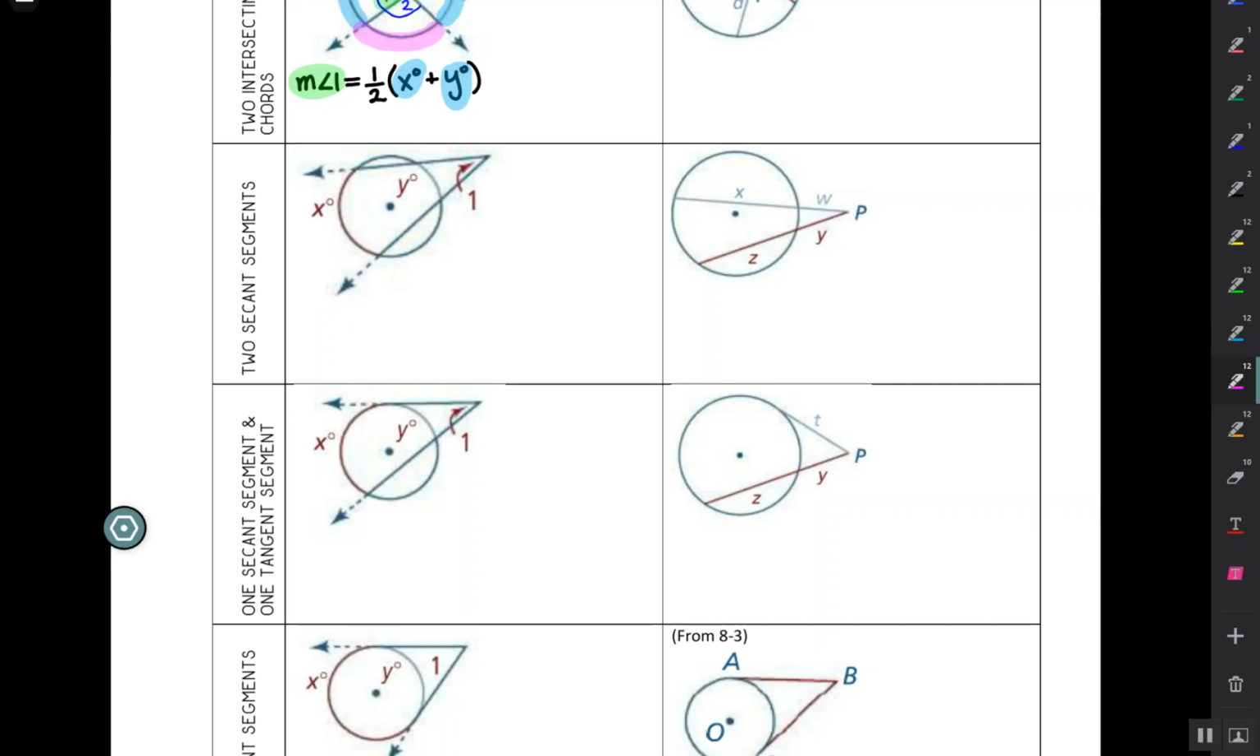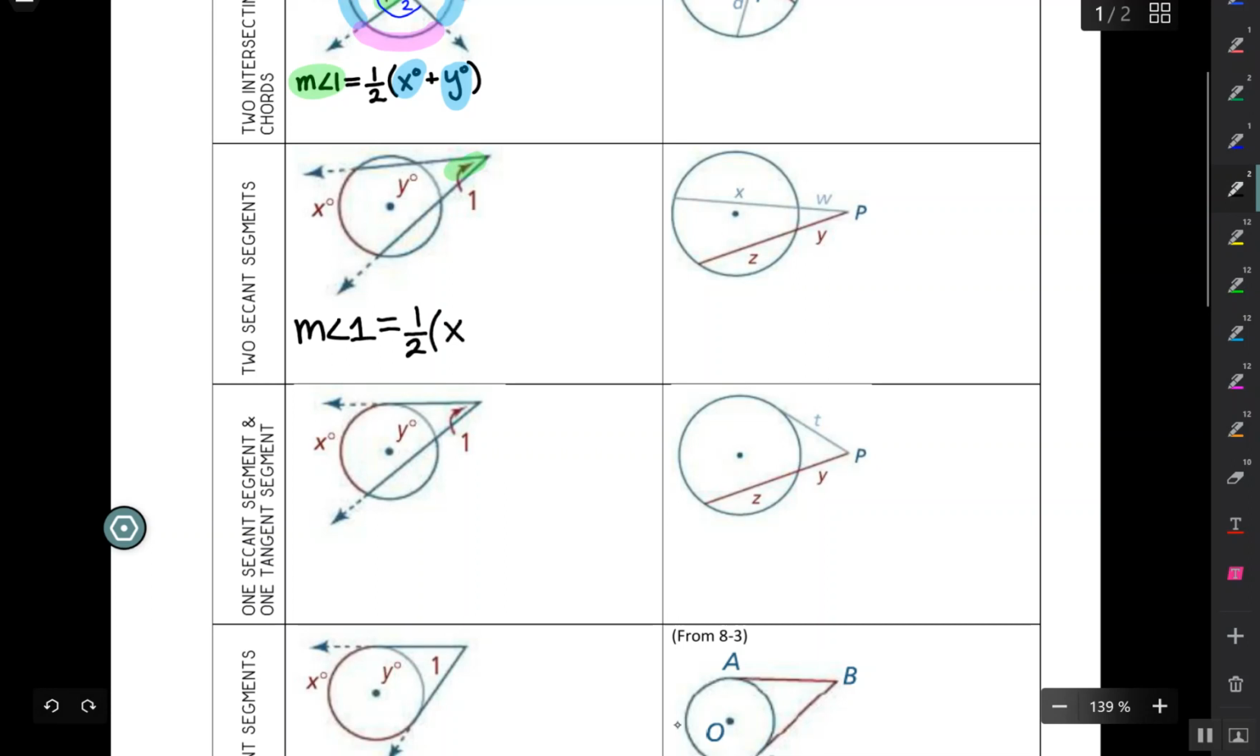So we have this angle that is on the outside of the circle created by these 2 segments. We're going to call that angle 1. Your formula is you take half, and then you take the big arc x and subtract the little arc y. I like to think of this formula as half the big arc minus the little arc. That gives you the angle.